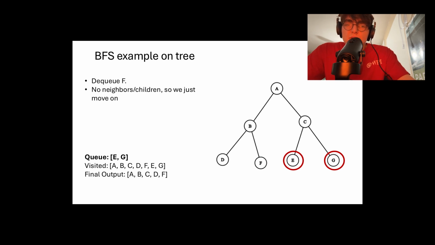Next, we dequeue F. It has no neighbors or children, so we just move on. And then for E, and then G. And it is now complete. We have finished with our BFS on a tree.